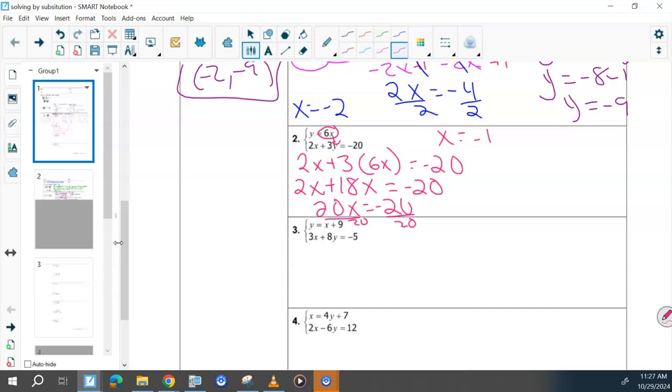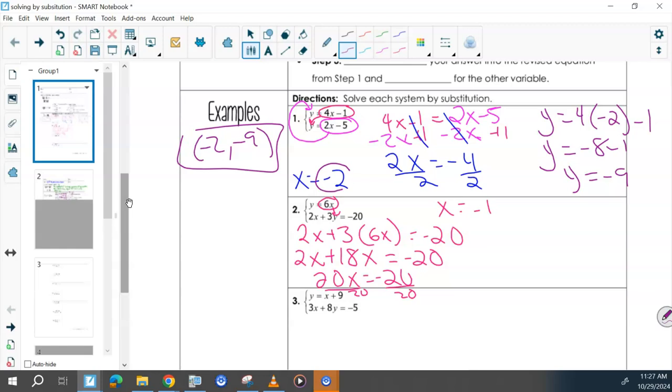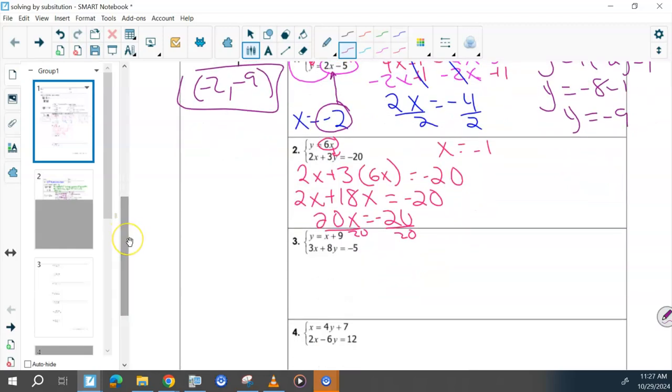Okay. And then we're going to take that x. So I should have done this in the last one. Drew an arrow. But I'm going to take that -1 and I'm going to put it in place of x. Now you have options. You could put it into either, but this one you would then have to solve for y. This one's already in y equals, so that one would make your life easier. So I'm going to put that -1 in for x and solve.